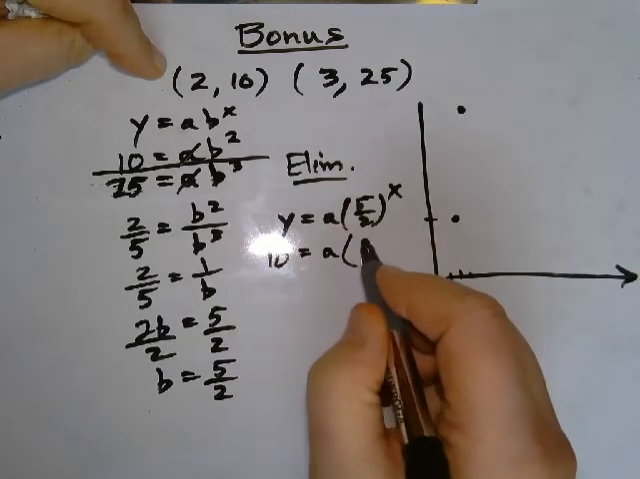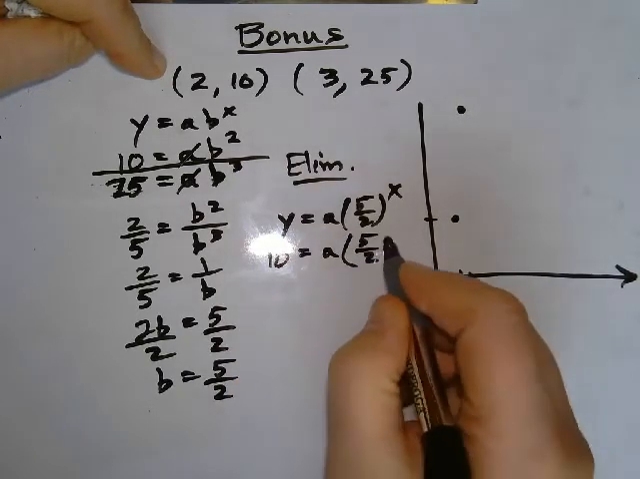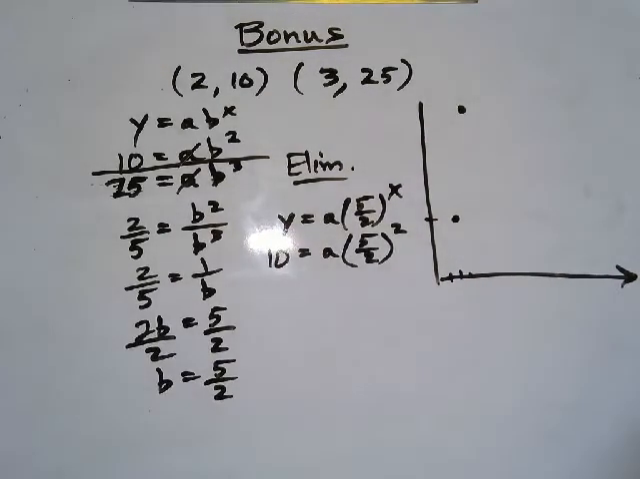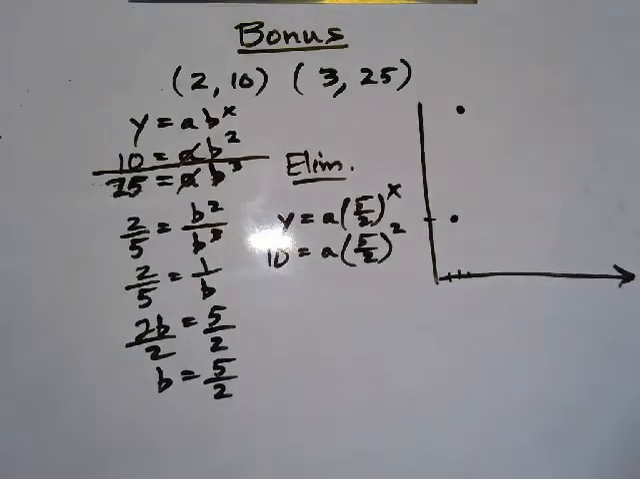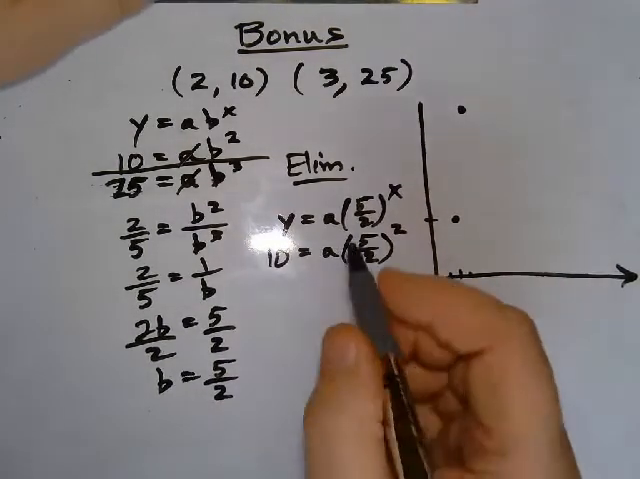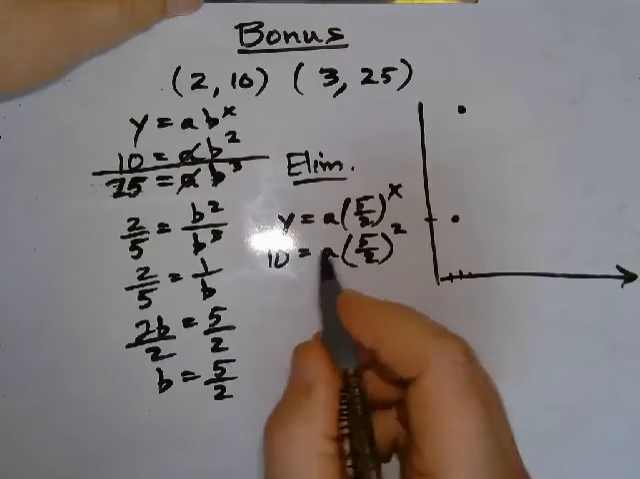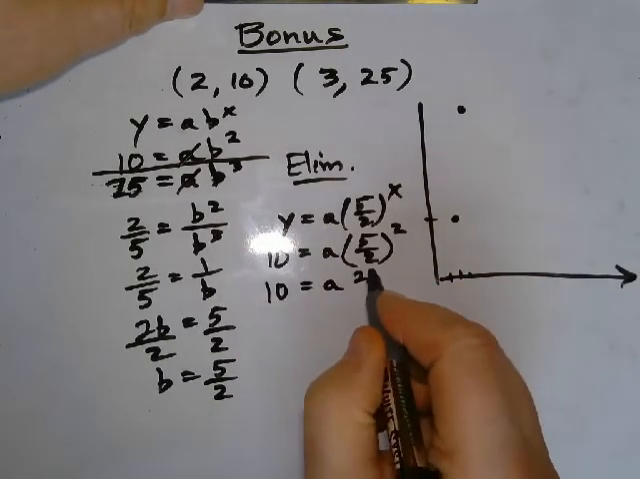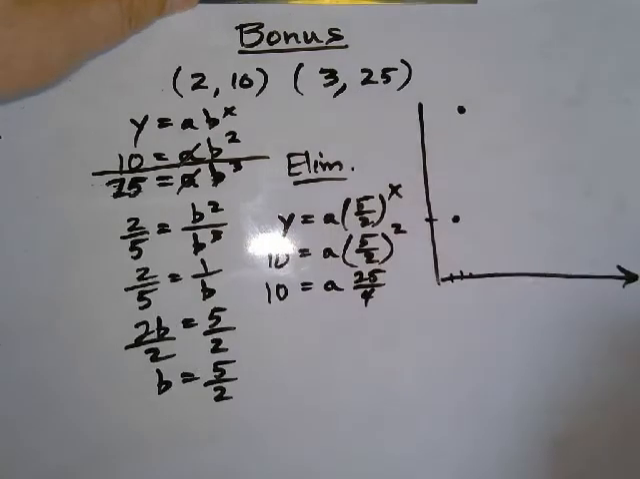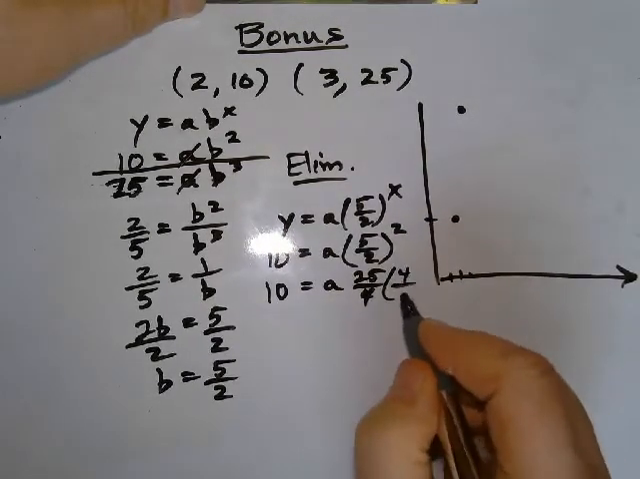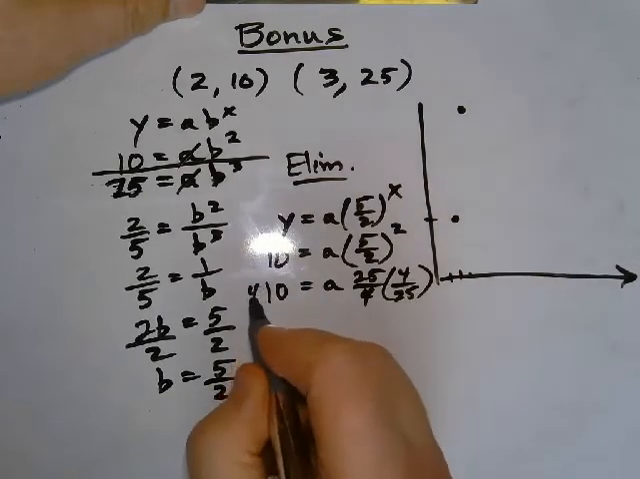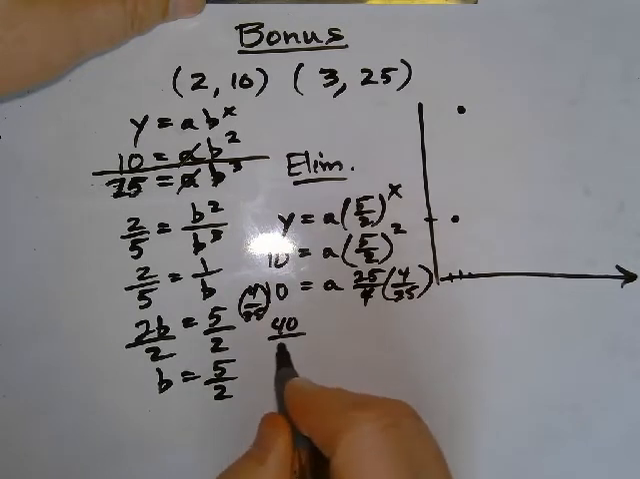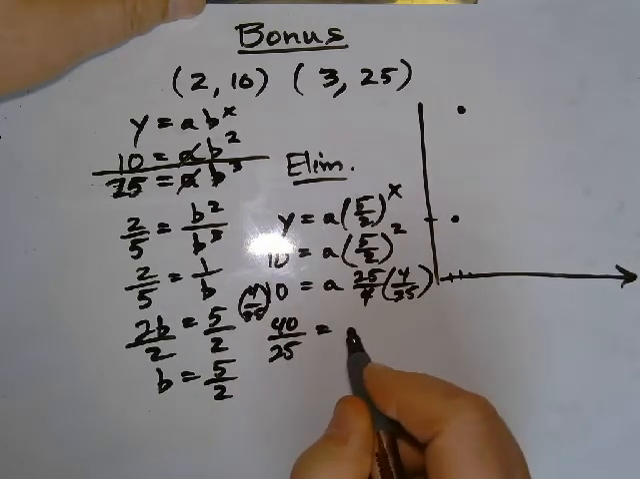We don't know A, but we do know that x is 2. And we're going to solve this for A. Well, we can't divide both sides by A, so what we're going to do is apply that exponent here. This is 25 over 4. And if we multiply both sides by the reciprocal, 4/25, we end up with 40 over 25 equals A.